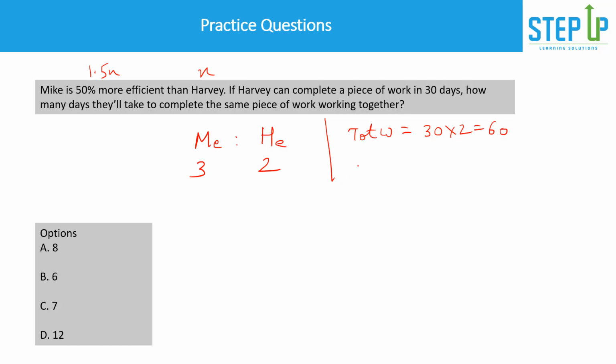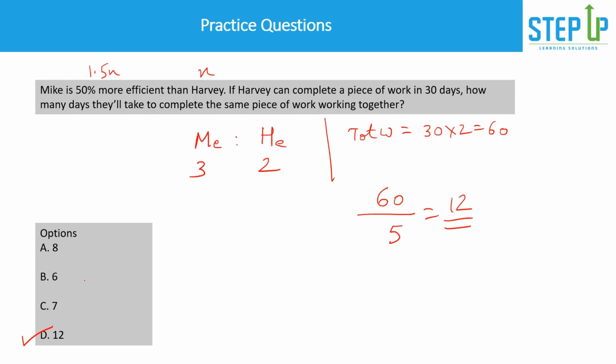So the question is, how many days will they take to complete the same piece of work working together? Total work is 60. And if Harvey's efficiency is 2 and Mike's is 3, their combined speed would be 5. So 60 by 5. How much is that? This is 12. So again, like I said, it would not take more than 20 seconds to solve these questions, because you're not getting into X and Y, you're not getting into 1 by 30 and 1 by 20 and all of that. So this is extremely easy.